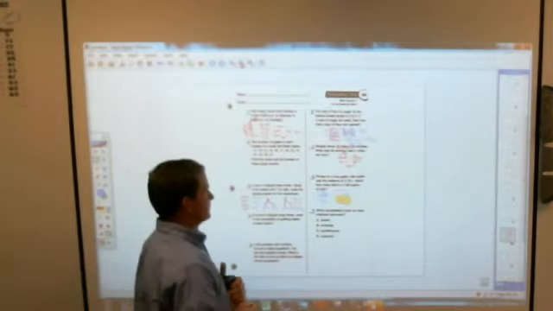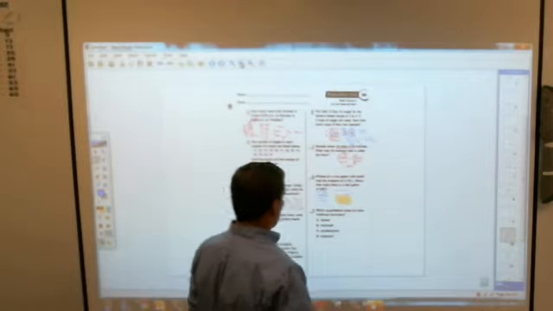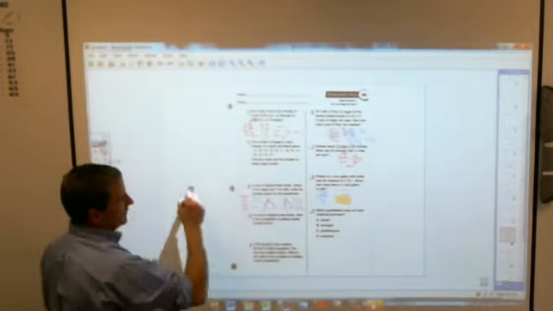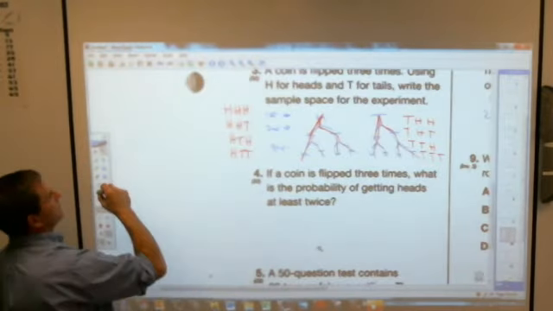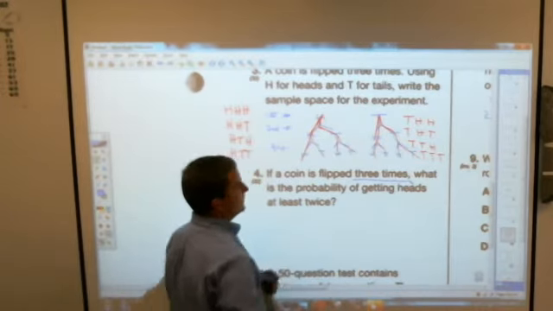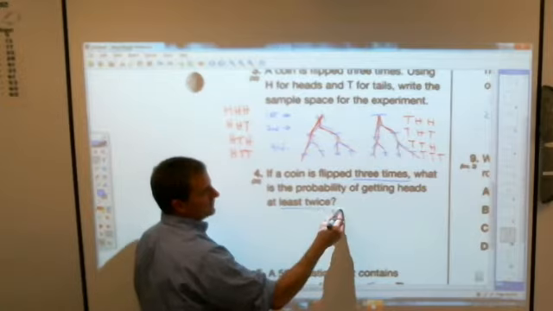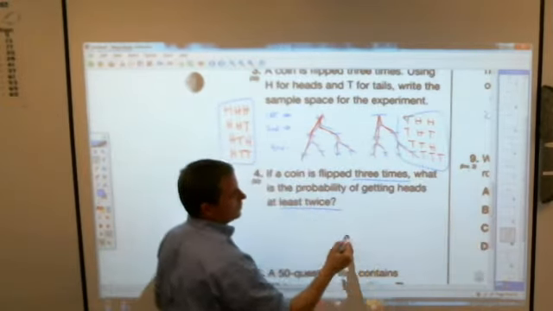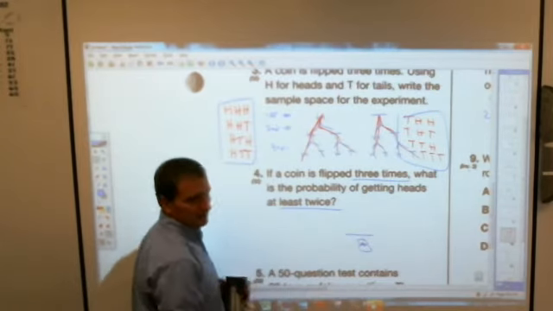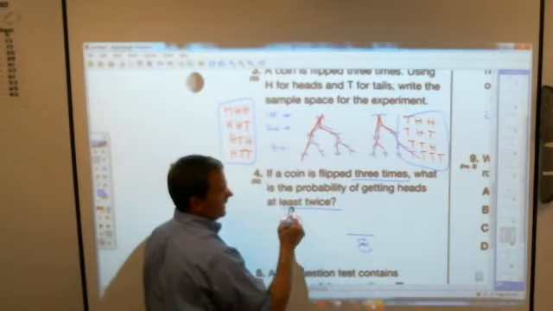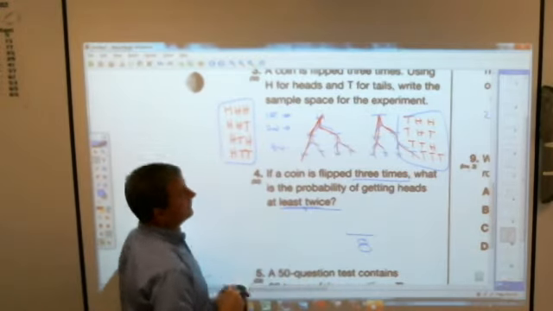Emma Miller. Number 4. You'd have to get problem number 3, I think, right? To get number 4, I need to do number 4. Is that not right? Let's take a look and see here. If a coin is flipped 3 times, what is the probability of getting heads at least twice? So you've got all of your possibilities here. So you know your bottom is going to be 8 because there's 8 different possibilities. So now you just have to find which one of these have a head at least twice.